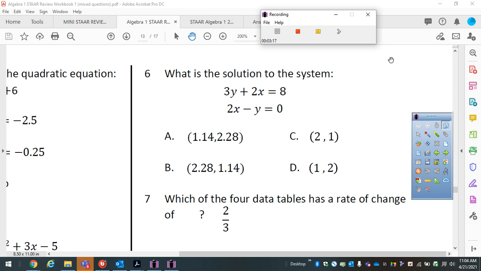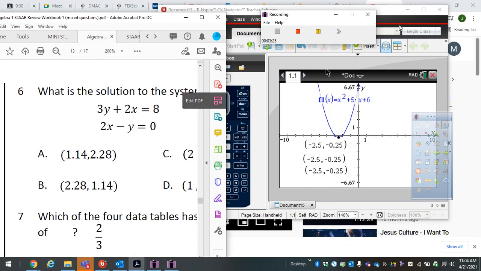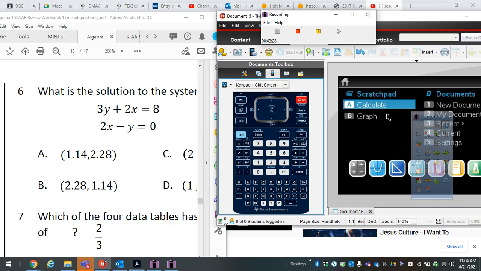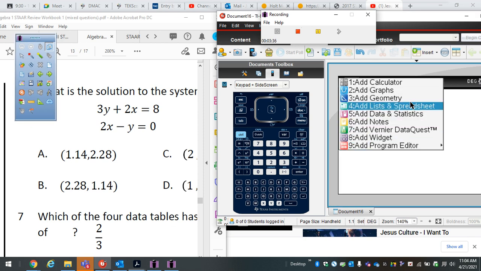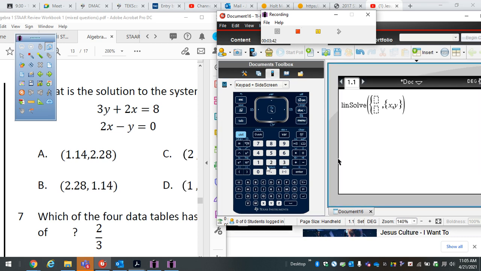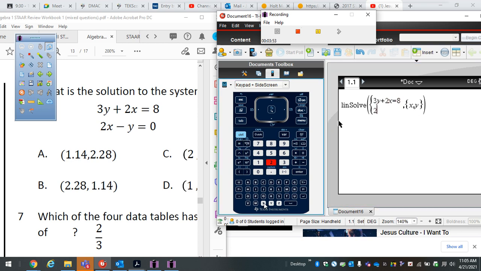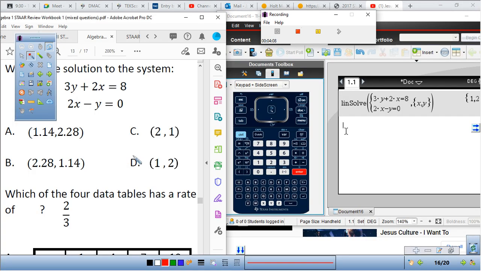Okay, this one's really easy, thank God. I can just go out here. I'm going to turn it on, go to the calculator, and do I want to save the old stuff? Of course not. I'm going to go to menu, 3, 2. Here we're going to go 3y plus 2x equals 8. Over here we have 2x minus y equals 0. The answer is 1, 2. Letter D is the answer, just letter D.